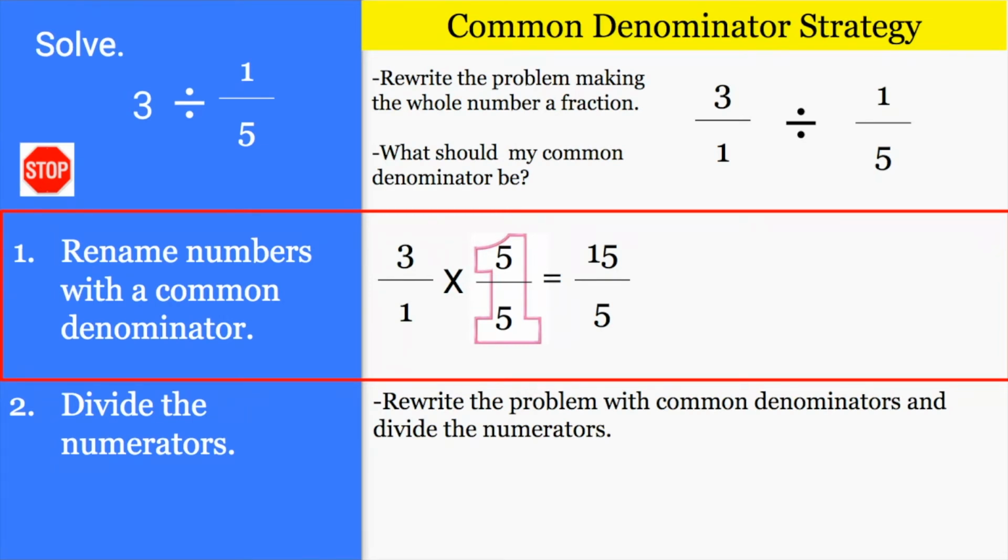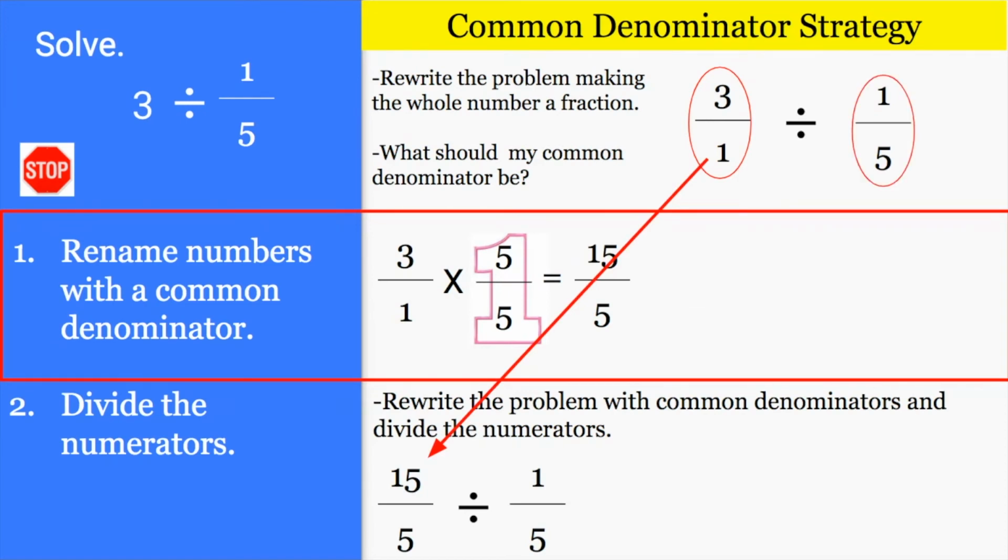Now, before I move to step 2, I'm going to rewrite the problem with the common denominators. If you notice, look how I did that. I took the 3 over 1 and I wrote the equivalent fraction 15/5. And then I took 1/5 and wrote it there. So don't flip them. I'm just saying be careful how you set up your problem.